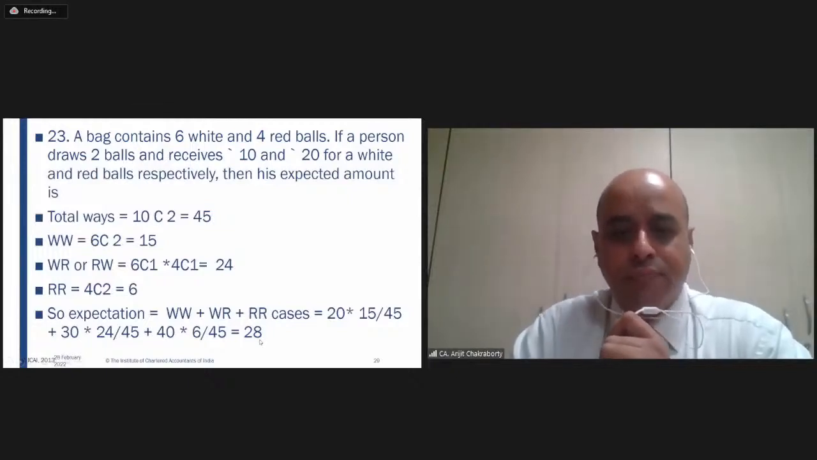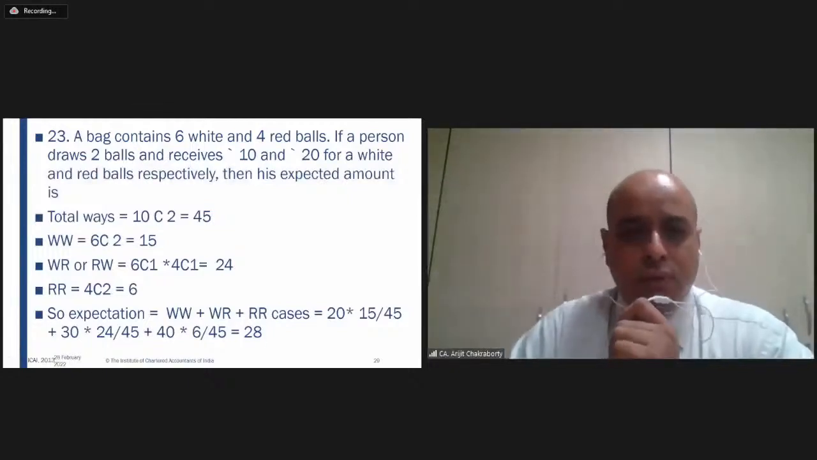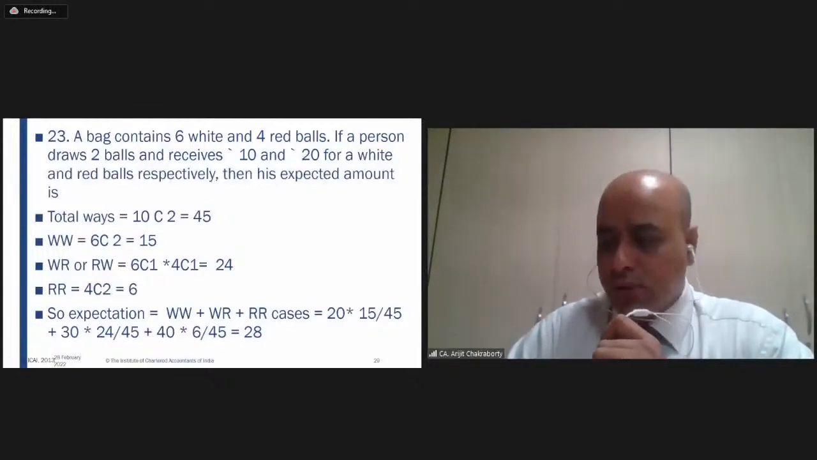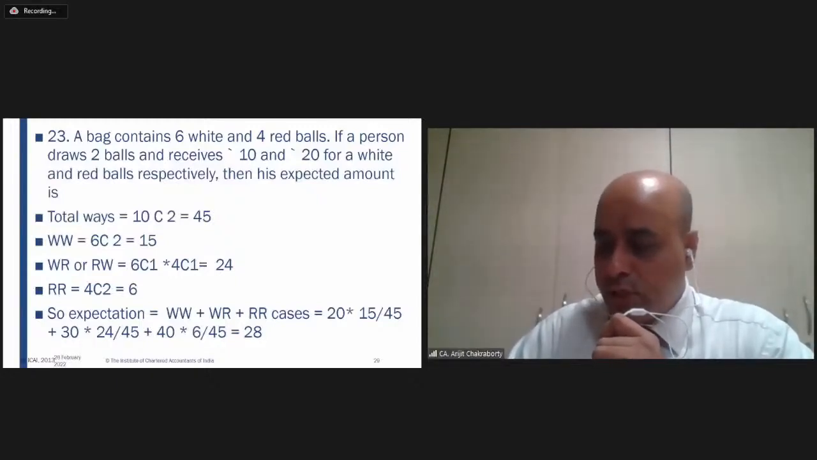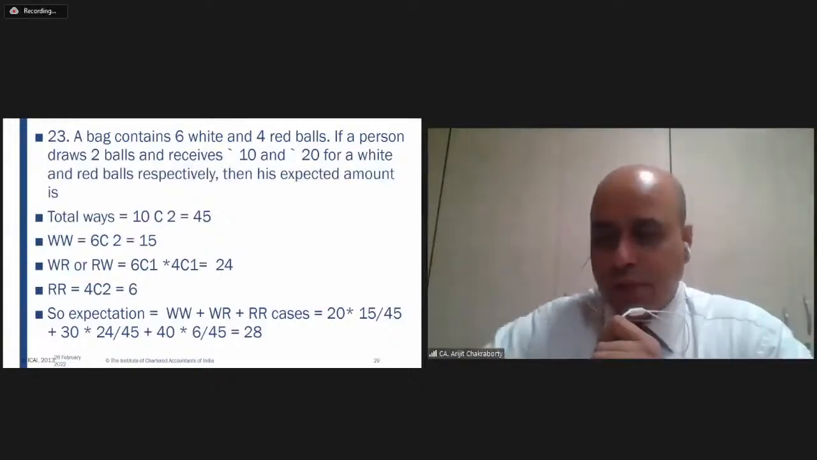So you are getting the total answer. The final answer is 28. So the option number D, I think, is the right answer. Just take the option 23. So the answer is 28. This is a very intelligent question, definitely. Yeah, Jasprit, Shiba, Priyanka, good. They have got the right answers. Great.